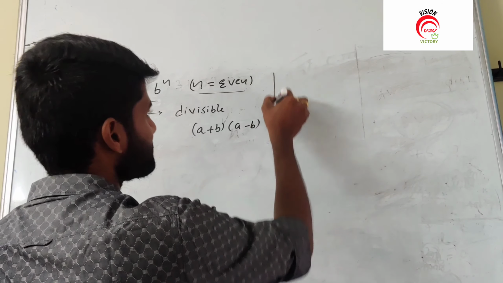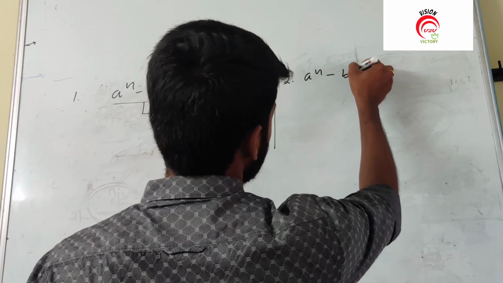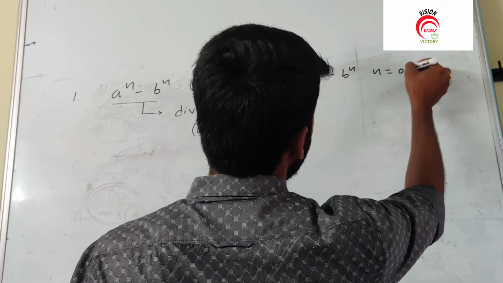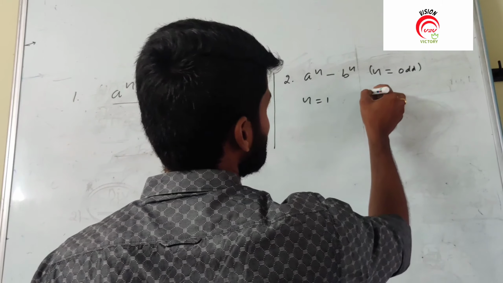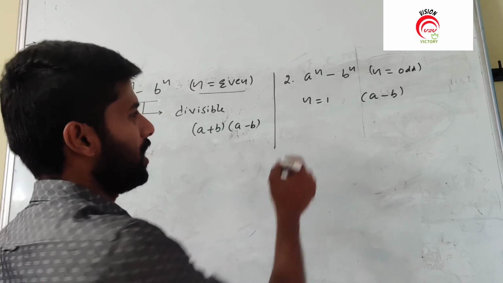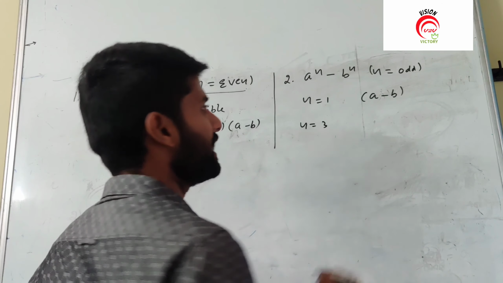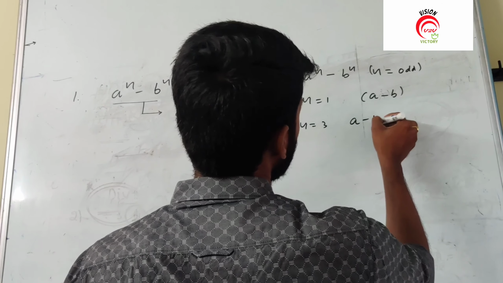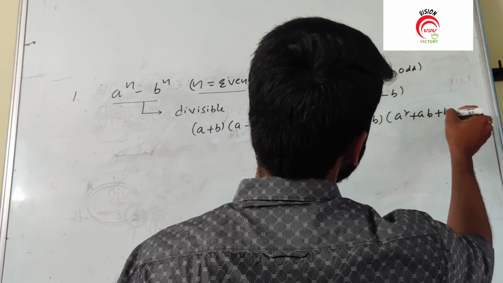Second rule: aⁿ − bⁿ. If n is an odd number, for example n = 1, the number is always divisible by a − b. Or if you consider n = 3, what is the formula for a³ − b³? a³ − b³ means (a − b)(a² + ab + b²).